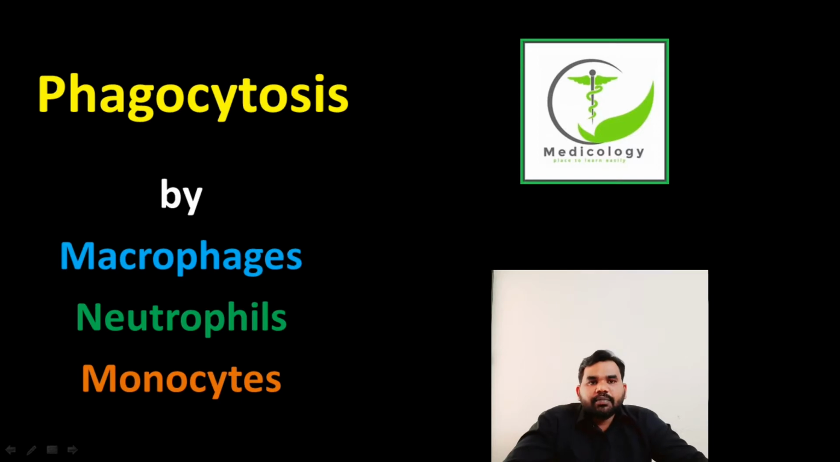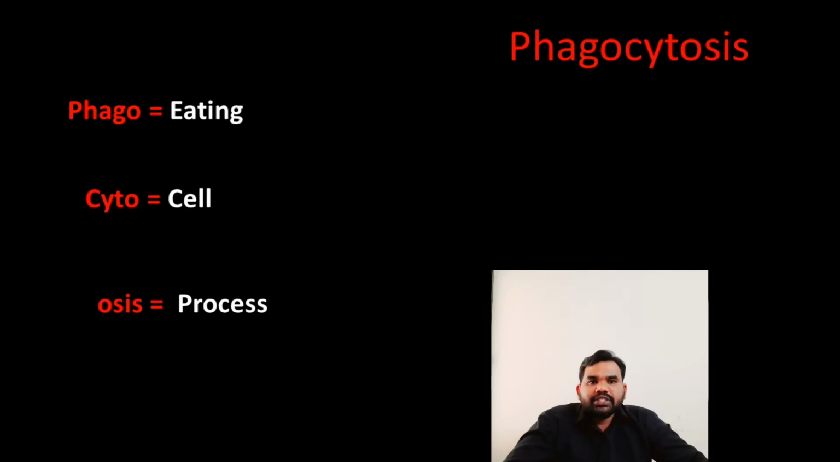Before entering into the topic, first know the meaning of the word phagocytosis. Phago means eating, cyto means cell, osis means process. The total meaning of this word is cell eating process. Whenever a microorganism enters into the body, these phagocytes will attack that microorganism and they will eat that microorganism. In the sense, they will kill that microorganism. So this is the meaning of this word.